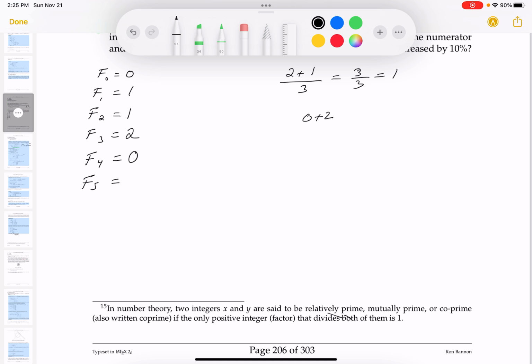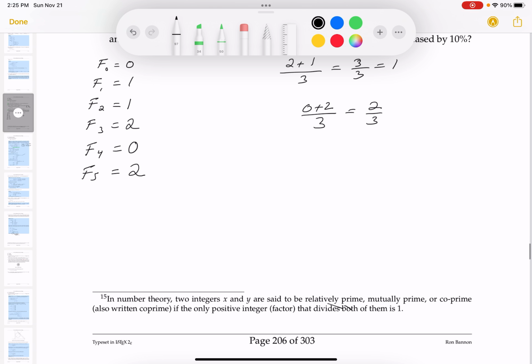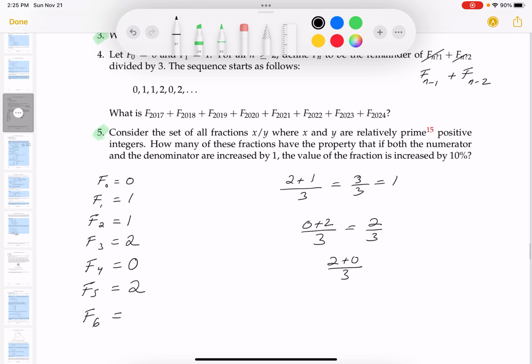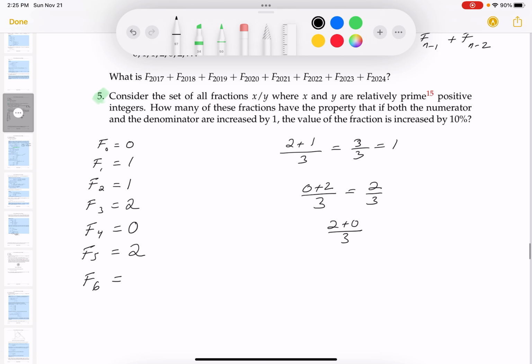0 plus 2 divided by 3 is 2 divided by 3. Well, you know what? Its remainder is 2. I don't have a pattern yet. Let's keep going. F6. 2 plus 0 divided by 3. Let's see if we're doing this right. By the way, they do give me the sequence, but I'm just seeing if I can do it. 0, 1, 1, 2, 0, 2. They didn't give me this number, though, did they? So 2 plus 0, the prior two terms, is 2. And 2 divided by 3, its remainder is 2.